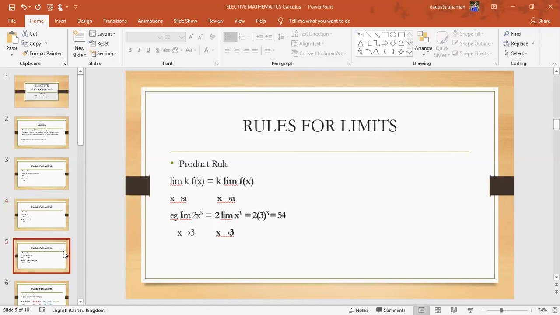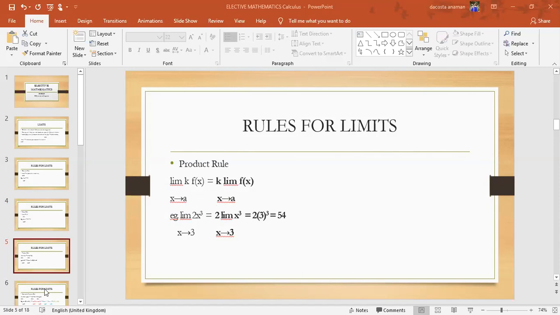We also talked about the product rule, where the limit of a function which is multiplied by a constant. Good, Kelvin, good. Okay, so the limit of a function f(x) being multiplied by a constant k, with x approaching a certain figure, you move the constant to the front of the limit before you solve the equation, and you are going to get 54 with this one.